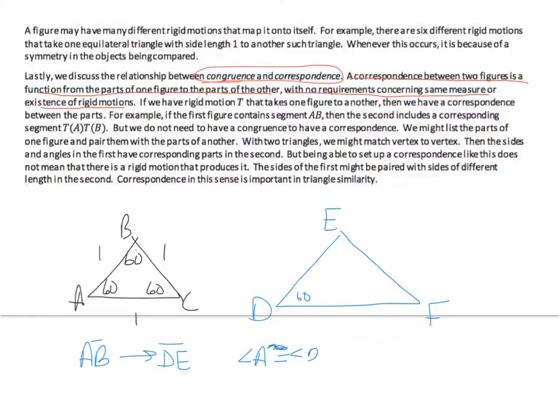We might list the parts of one figure and pair them with the parts of another. With 2 triangles, we might match vertex to vertex, which I did here. Then the sides and angles in the first have corresponding parts in the second. That means parts that match up, not necessarily the same measurement, but we can talk about them together. But being able to set up a correspondence like this does not mean that there is a rigid motion that produces it. The sides of the first might be paired with the sides of different length in the second. Correspondence in this sense is important in the triangle symmetry.